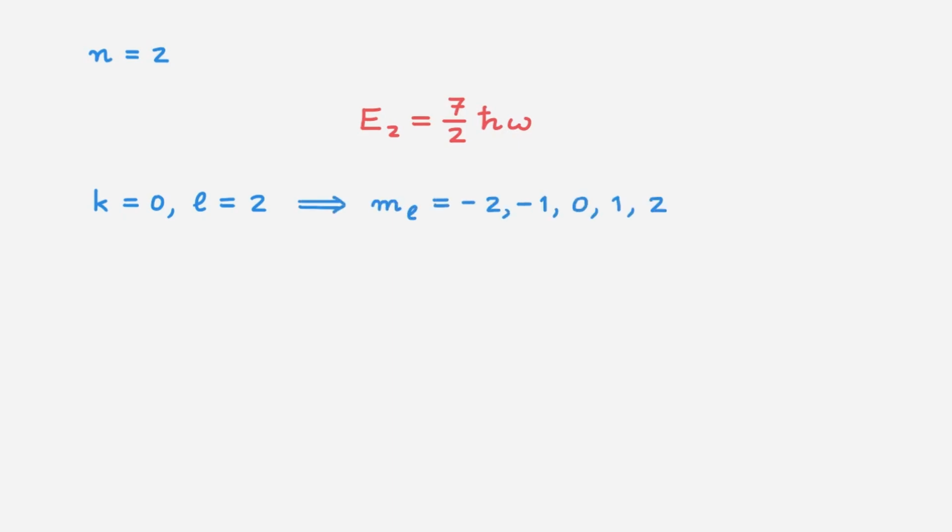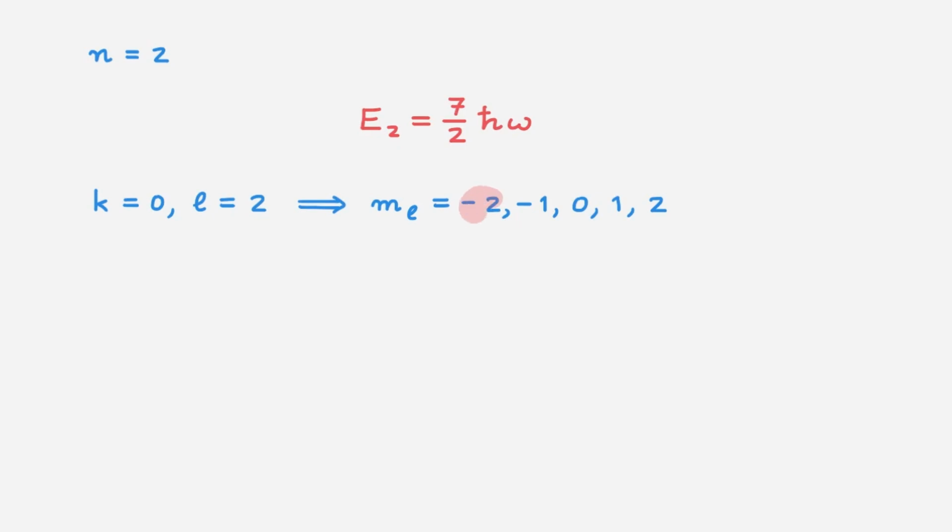To encourage you to explore this further, I will finish the video by showing the results for the second excited state that corresponds to n equals 2. The energy of the second excited state is equal to 7/2 h bar omega. We've seen earlier in the video that there are two possible choices of k and l that give this value of n. The first possibility is k equals 0 and l equals 2. From this value of l, we get these 5 possible values for m_l. Overall, this means that we will end up with 5 eigenfunctions.